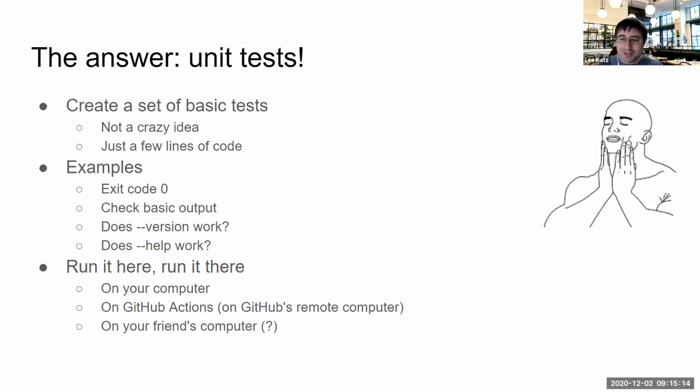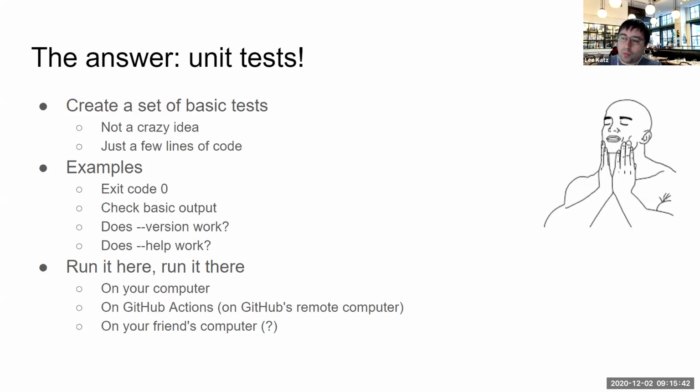So the answer is unit tests. You create a set of basic tests, and it's not a crazy idea. This is very standardized in different languages. Perl has a way of doing this. Python has a very standard way of doing this. Rust does. Every major language has a way to make a basic test, a very standard way that would work on your computer, on their computer, on a server.